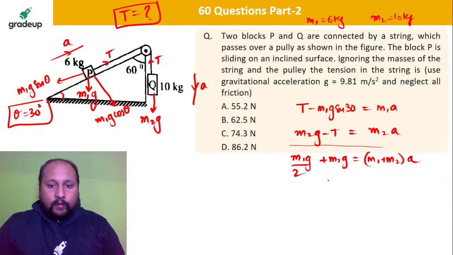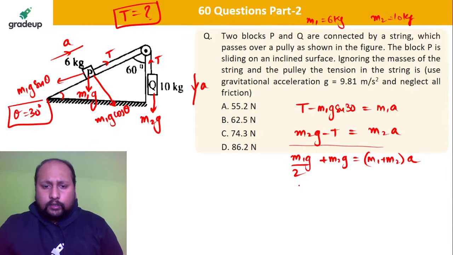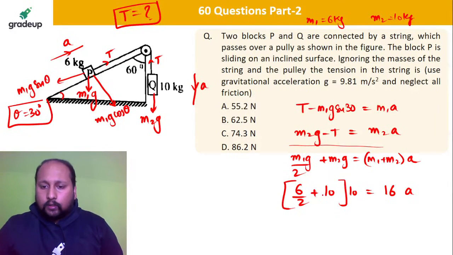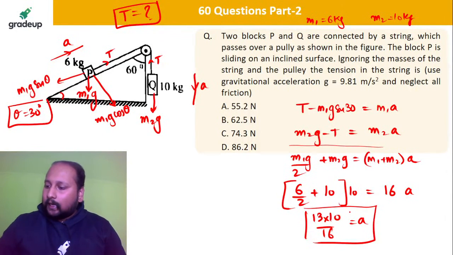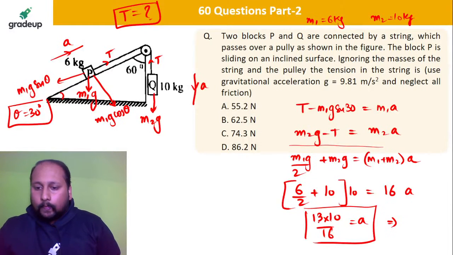So can you tell me what is the value of acceleration you're getting? M1 is 6 by 2 plus M2 is 10 into G. Let us take G as 10 for our simplicity. This is 16A. So this is nothing but 13. 13 into 10 by 16, that is equal to acceleration. Okay, that is nothing but your acceleration. So you will be getting an acceleration, let us take this as 5, this is 8, 16, right?